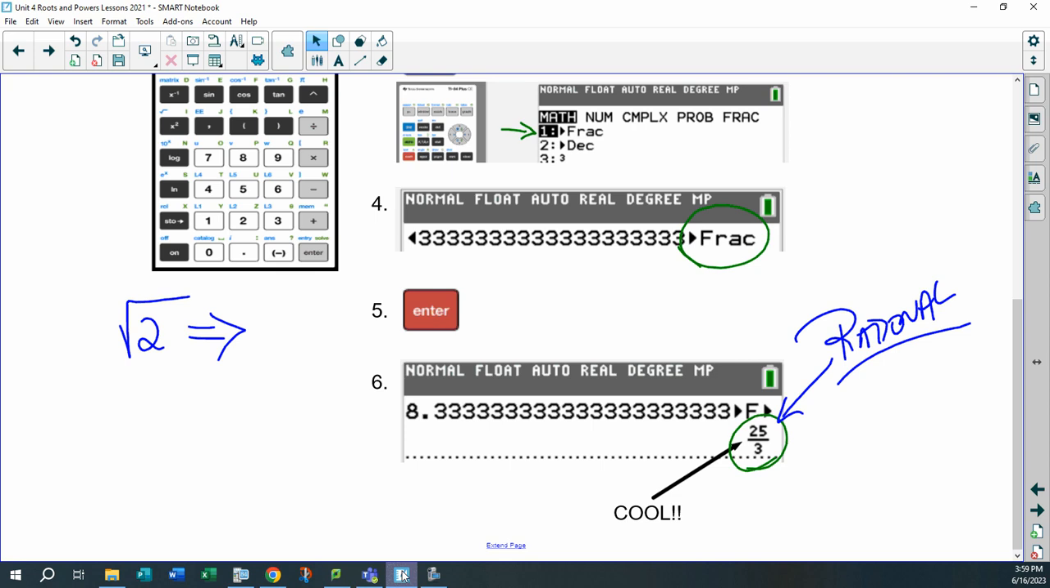Okay? So now you've got a real powerful tool at your disposal on your calculator. That's that math frac stuff. That's just way too cool.